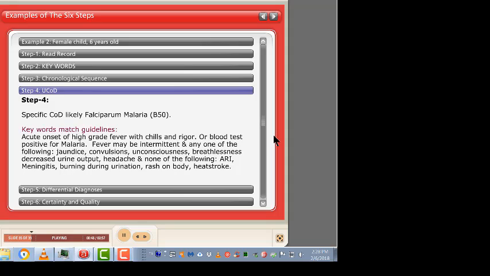Step 4. COD likely malaria B50. Keywords match guidelines. Acute onset of high-grade fever with chills and rigor. Fever may be intermittent and any one of the following: jaundice, convulsions, unconsciousness, breathlessness, decreased urine output, headache, and none of the following: ARI, meningitis, burning during urination, rash on body, heat stroke, or blood test positive for malaria.